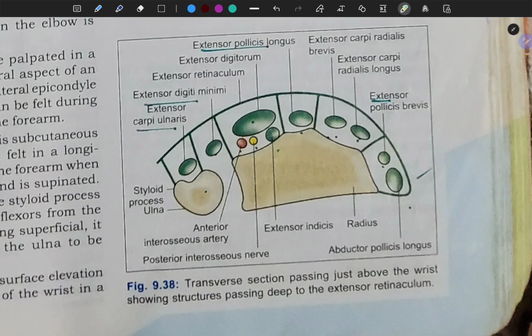In the fourth compartment, you will be having extensor indicis, extensor digitorum, anterior interosseous artery, posterior interosseous nerve. On the medial aspect, in the fifth compartment, extensor digiti minimi, and in the sixth compartment, extensor carpi ulnaris. So ulnaris is the sixth compartment, digiti minimi the fifth compartment, and indicis and extensor digitorum the fourth compartment.